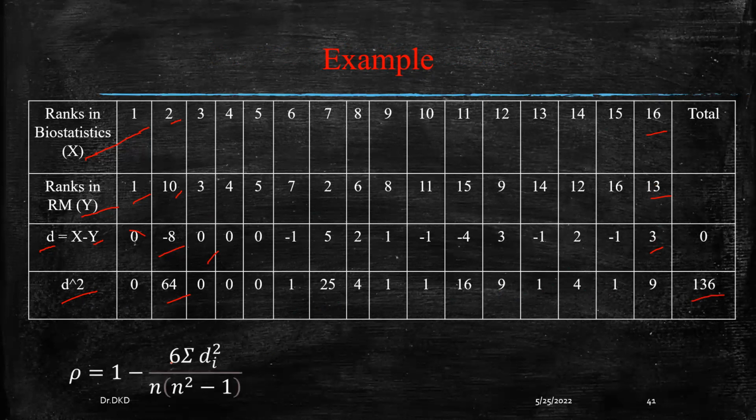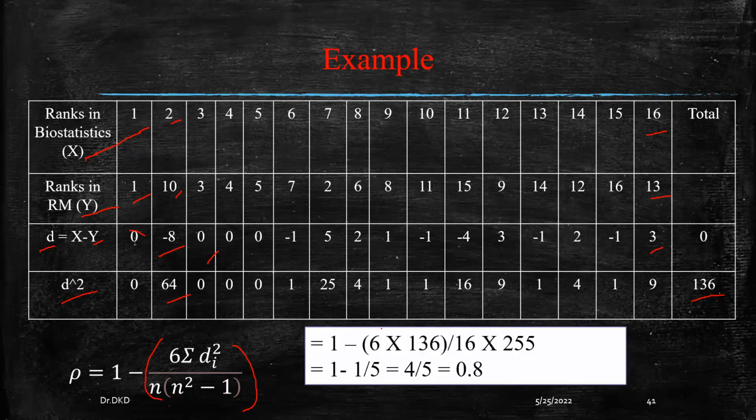Now we will use the formula. We know the Spearman rank correlation formula: rho equals 1 minus 6 summation di square divided by n into n square minus 1. N means the sample size, the total number of respondents. So we will put all the values in the equation. 1 minus 6 times summation di square, which is 136, divided by 16 multiplied by 255, is equal to 1 minus 1 by 5, and 4 by 5 equals 0.8.